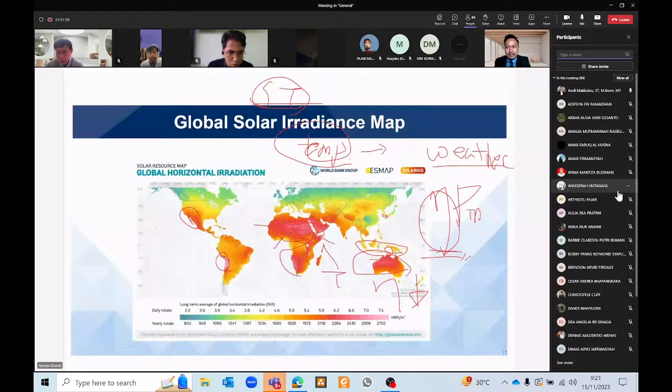Like for instance, in Indonesia, we have a floating solar panel, the biggest floating solar panel. Is there an influence from the floating solar panel, or can we have... he asks whether we can increase the characteristics of the photovoltaics?